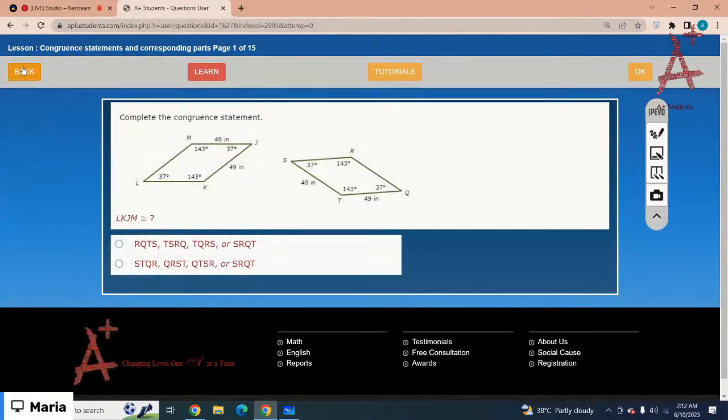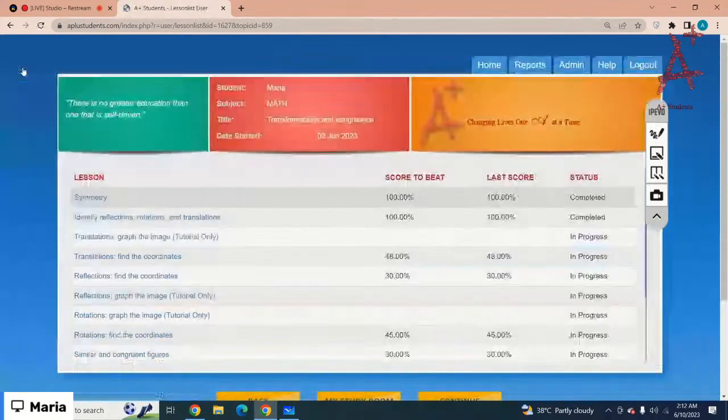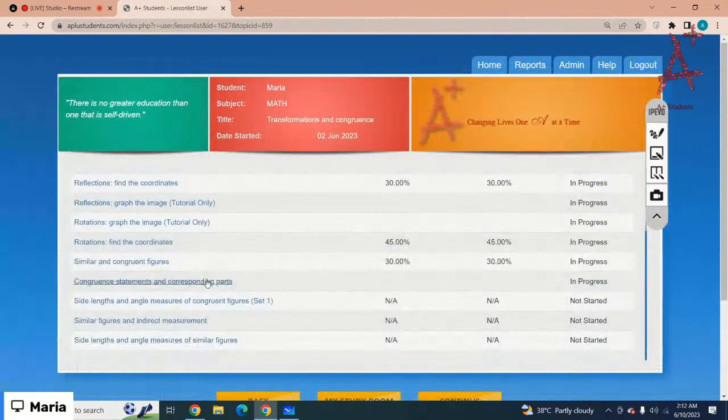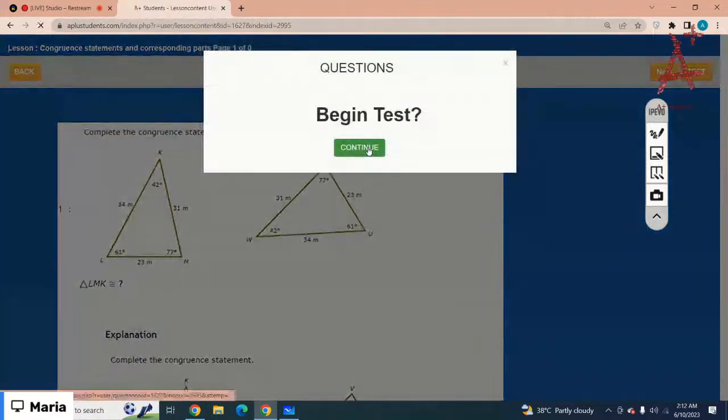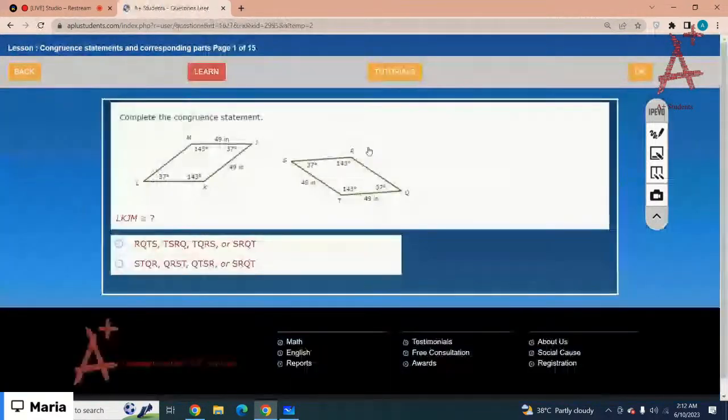I didn't click on the test questions. Hold on. Okay, let's just start with the test questions because now it's a different question. So, okay, complete the corresponding statement. You have to complete the congruence statement.